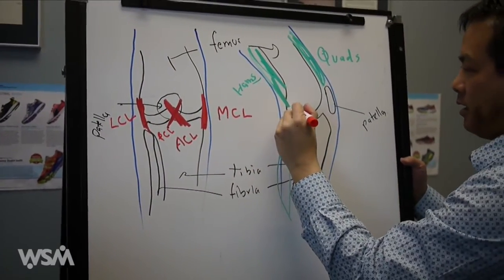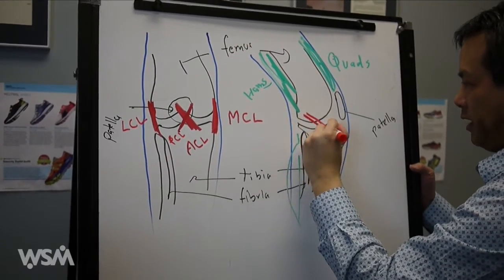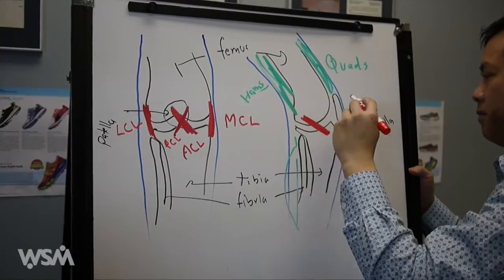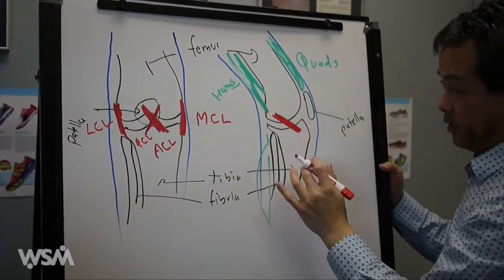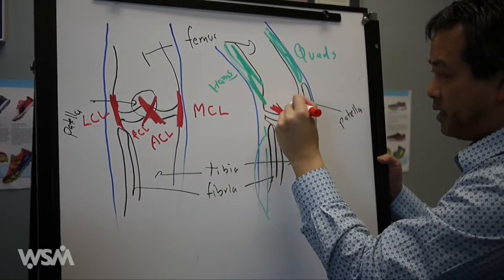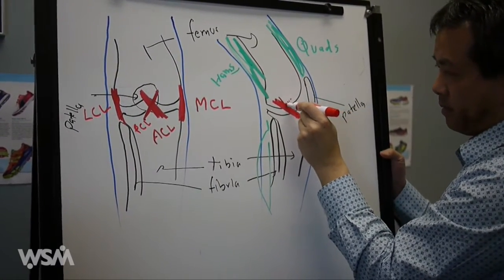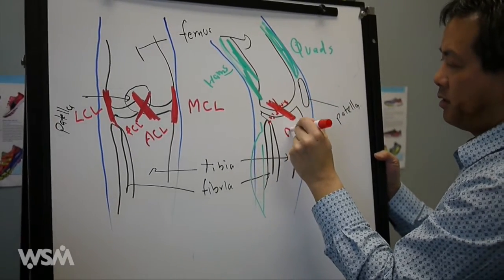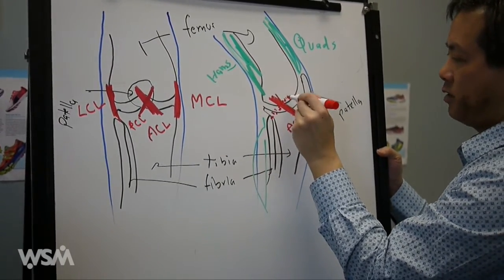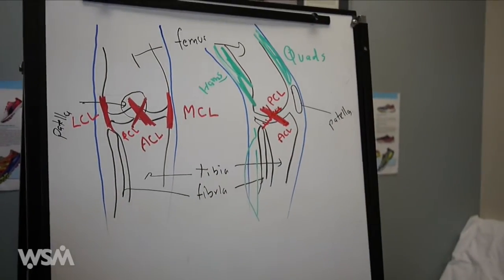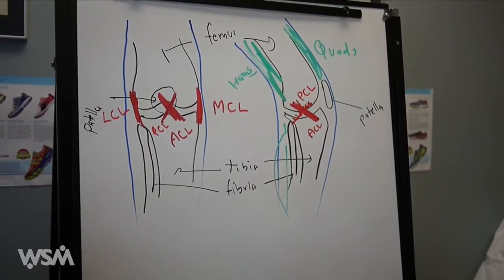Now, I'm going to draw on this view here the ACL like that. How I remember it is that it starts in the back and attaches in the front, sort of at an angle like this. The PCL runs a bit like that, the other way. So this is your ACL here, and that's your PCL right there. So here we have your basic anatomy.